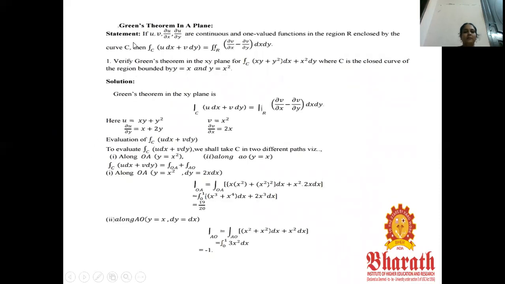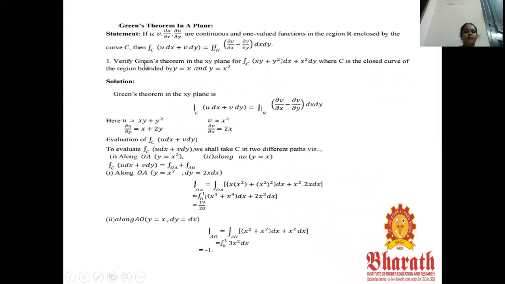Next, Green's theorem in the plane. We can represent this statement in another way. If U, V, ∂U/∂y, ∂V/∂x are continuous and single valued functions in the region R enclosed by the curve C, then the integral over C of U dx plus V dy is equal to the double integral over R of ∂V/∂x minus ∂U/∂y, into dx dy. So this is Green's theorem in the plane.